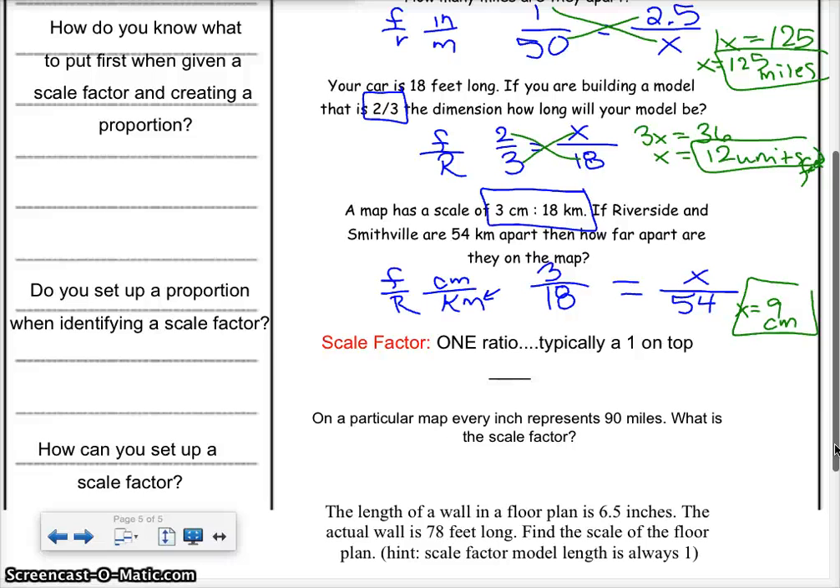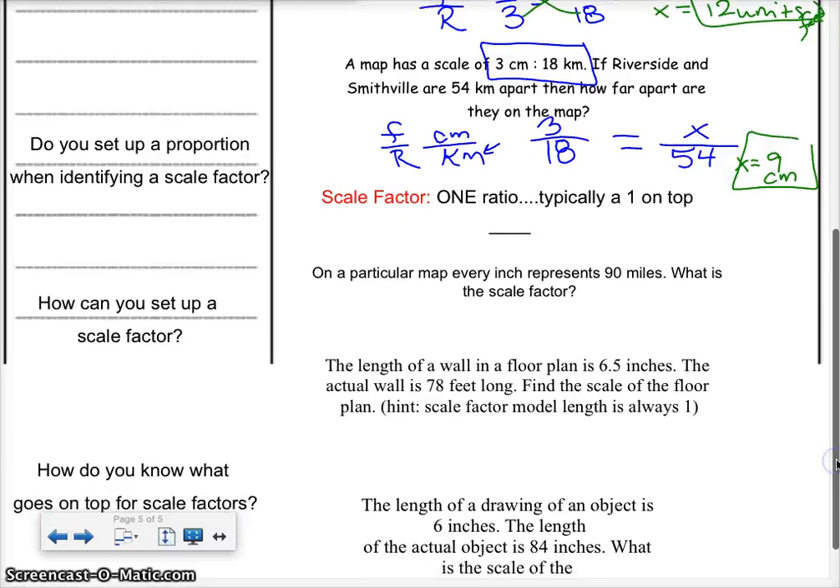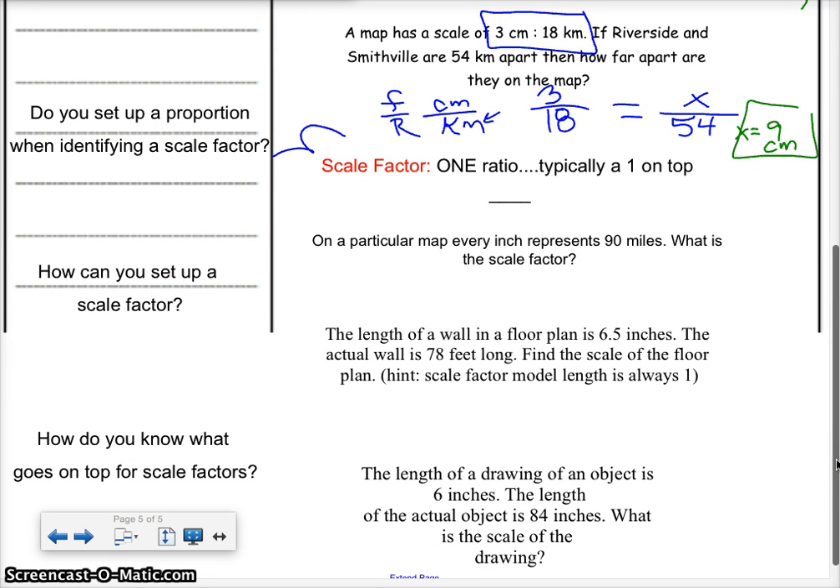Learning objective number 2 today is to actually determine the scale factor. Okay, so here's this lovely little vocabulary word, maybe box, cloud it or something, box it up, highlight it, make little stars by it, I don't know. Just so your eyes can see, scale factor is one ratio. It's not a proportion, and it's not just a number. It is a ratio. You're comparing two quantities.